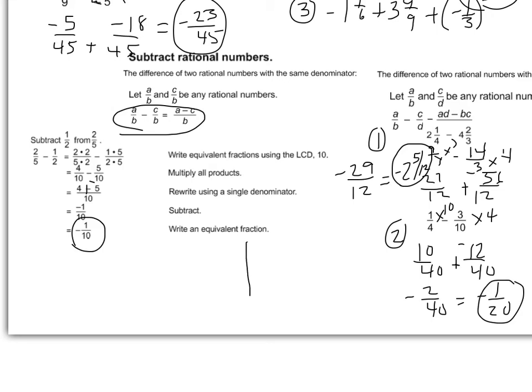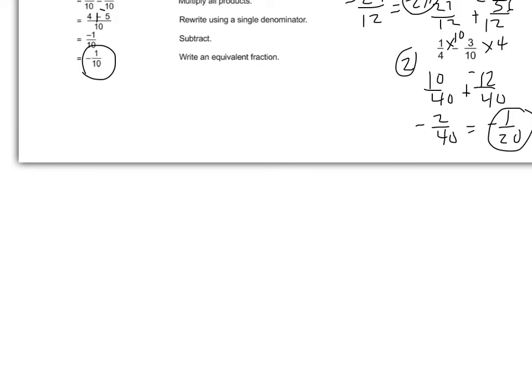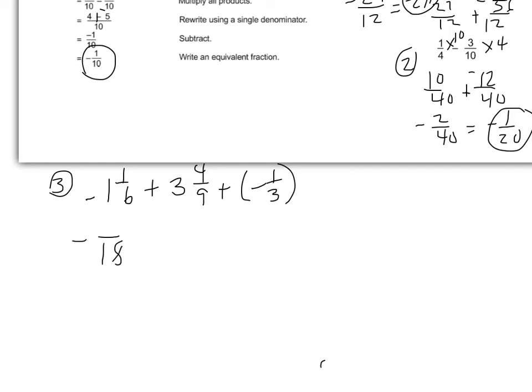Okay, so I'm going to erase that real quick, and then I'm going to scroll down here so I can do that one problem, number 3, that I had skipped from up at the top because I did not have enough room. So I have negative 1 and 1/6 plus 3 and 4/9 plus negative 1/3. So you can check your work now. So we need a common denominator for all of these, which is 18.